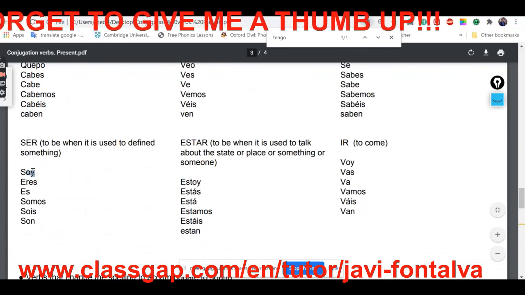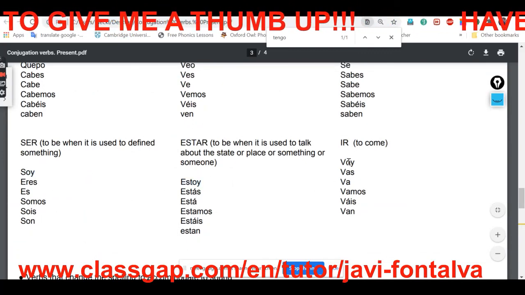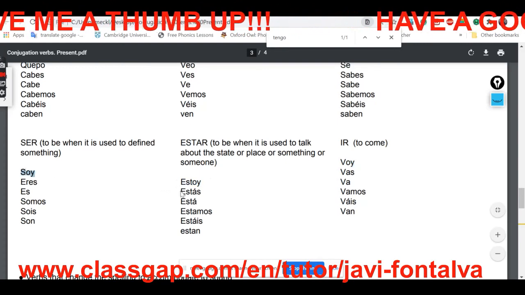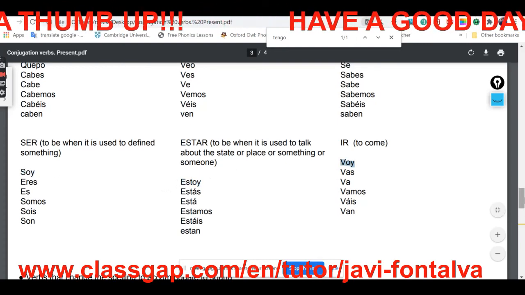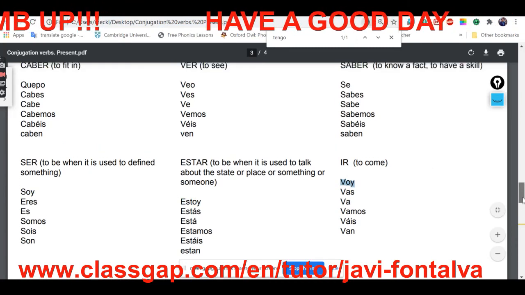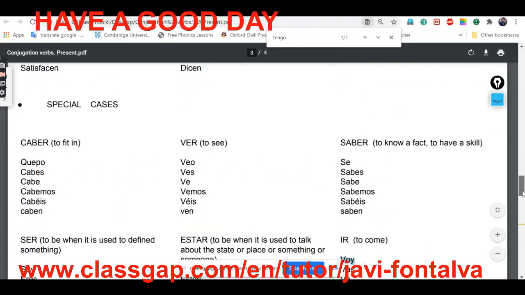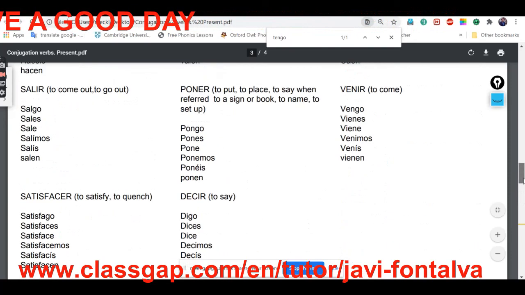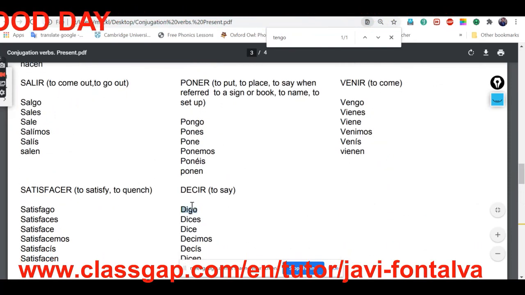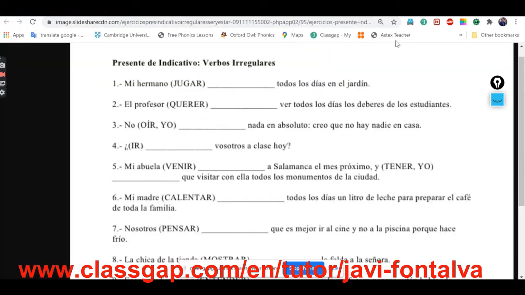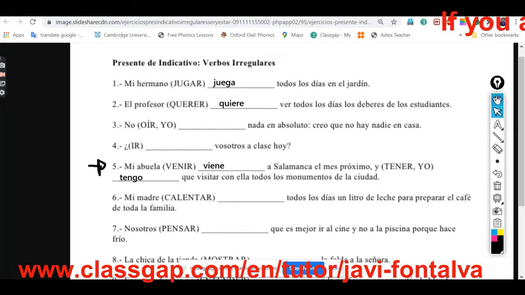For some others, these three here, you're going to have a y: soy, estoy, and voy. Okay? These are quite challenging. These ones are special cases. For this one, you have this G here for no reason, okay? So you say digo, pongo, vengo, all right? The only way to learn them is by practice, basically.